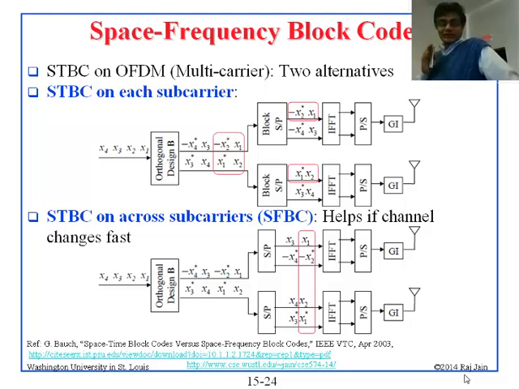Just look at this for a minute and see how the top is different from the bottom. In the top, the symbols are separated in time. In the bottom, they are all at the same time, but they are separated in frequency. Can everybody see that? This is the frequency separation of X1 and X2 star. This is the time separation of X1 and X2 star. So this is called Space Frequency Block Code.